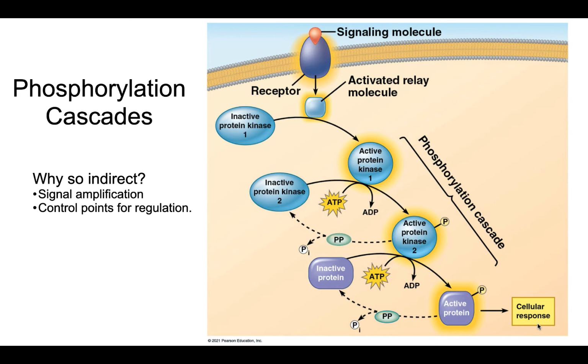The other reason that these signal transduction pathways have evolved to be so indirect is that they offer multiple control points of regulation. So that if there is some other signal that the cell is receiving that may want to override this signal, you have all of these various control points, all of these proteins that can be inactivated by competing pathways. Okay, so it's a form of regulation.